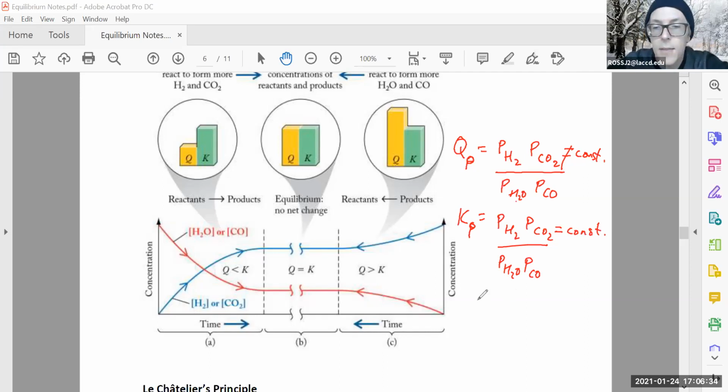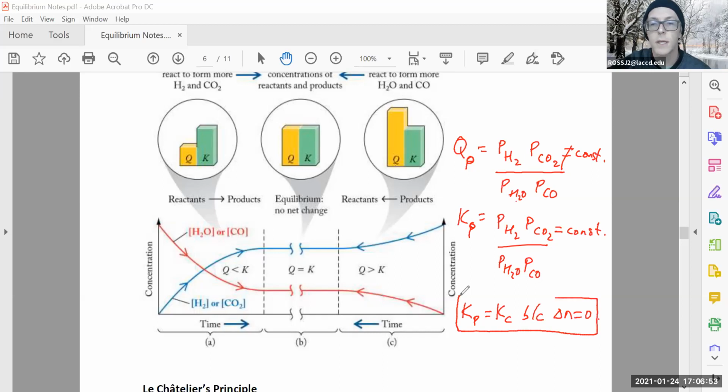Now, in this case, Kp is equal to Kc because delta n is 0. Because we have 2 moles of product, 2 moles of reactant, so 2 minus 2 is 0. So we would know that numerically the two expressions for the law of mass action would give the same value.